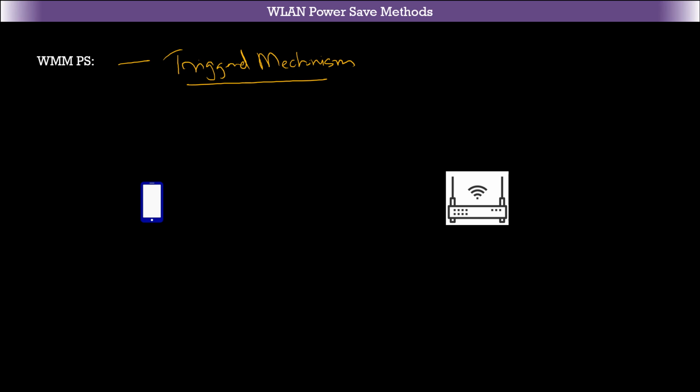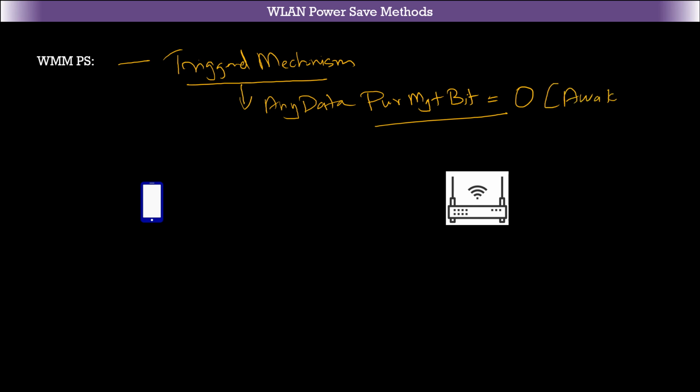But in WMM power save, the station can opt to solicit data from the AP using a trigger frame. This trigger frame can be any data frame or a QoS data frame with its power management bit set to zero. Power management bit set to zero means the station is awake. Power management bit set to one means the station is going to sleep.